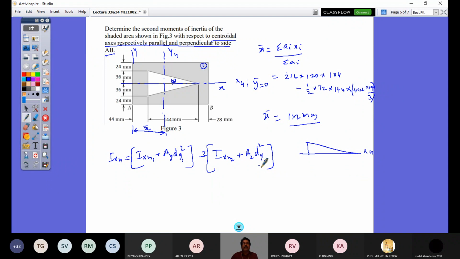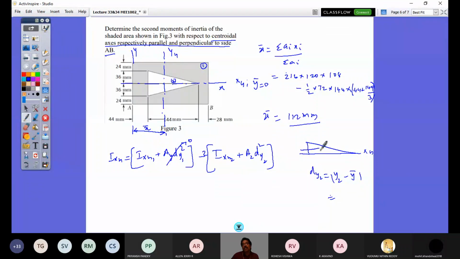Because of the transfer theorem. So in the first case, IXG1 is about this axis, and dy1 is what? Y1 minus y bar, squared. So y1 is 0, y bar is also 0, so this term is going to be 0. Whereas dy2 would be y2 minus y bar, so modulus of that. So what is y2? Y2 is 1/3 of this distance.